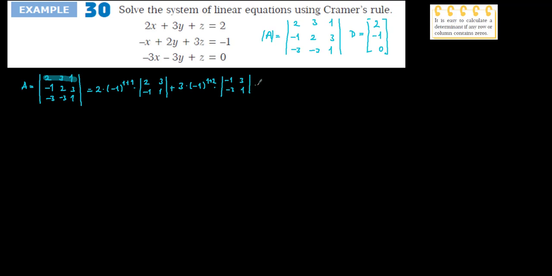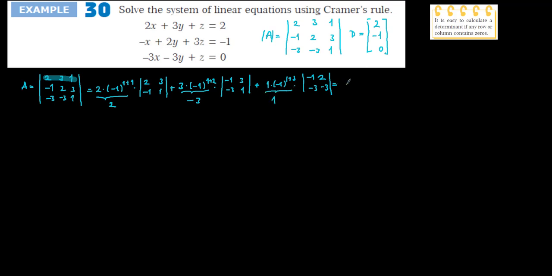And the last one is plus 1 times minus 1 to the power of 1 plus 3 times the minor when the first row and third column are closed: the entries are minus 1, 2, minus 3, and minus 3. So this part is equal to 2, this is minus 3, it should be minus 1 to the power of 3, and this should be again 1.